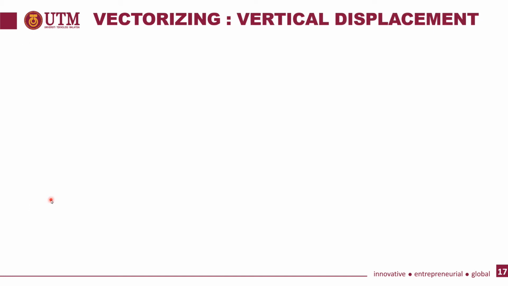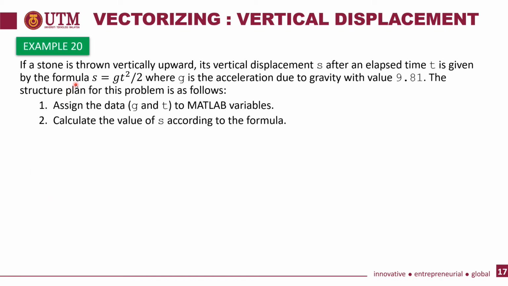Okay, so the next example is the vertical displacement problem, example 20. This is the engineering problem that you need to solve. If a stone is thrown vertically upward, its vertical displacement s after an elapsed time t is given by the formula s equals g t to the power of 2 over 2, where g is the acceleration due to gravity with a value of 9.81. So first, you need to initialize g in MATLAB.